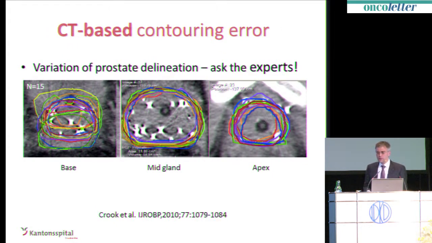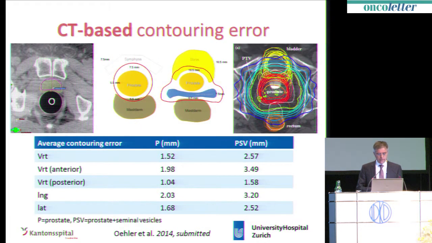And when you do CT and you ask experts from all over the world what the prostate is, that's what you end up with. There's quite an agreement in the mid-gland. When it comes to the base or the apex, things change. So this gives us a pain in the neck, and it's very important for treatment planning to accurately delineate the prostate.